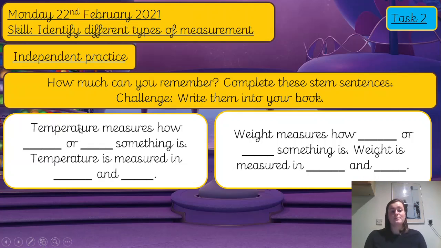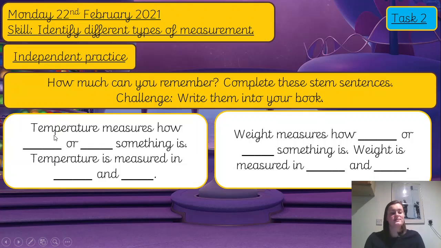So you need to complete these STEM sentences. We've got one box for temperature, one box for weight, one box for capacity, and one box for length on the next slide. So the first one, temperature measures how something or something is. Temperature is measured in something and something. So you need to think back to what we talked about at the beginning, see if you can fill in those blanks. And then the second one on this slide, weight measures how something or something is. Weight is measured in something and something. So pause the video and have a go at them, and then I'll tell you the answers once you've done that, and then we'll move on to the next two.